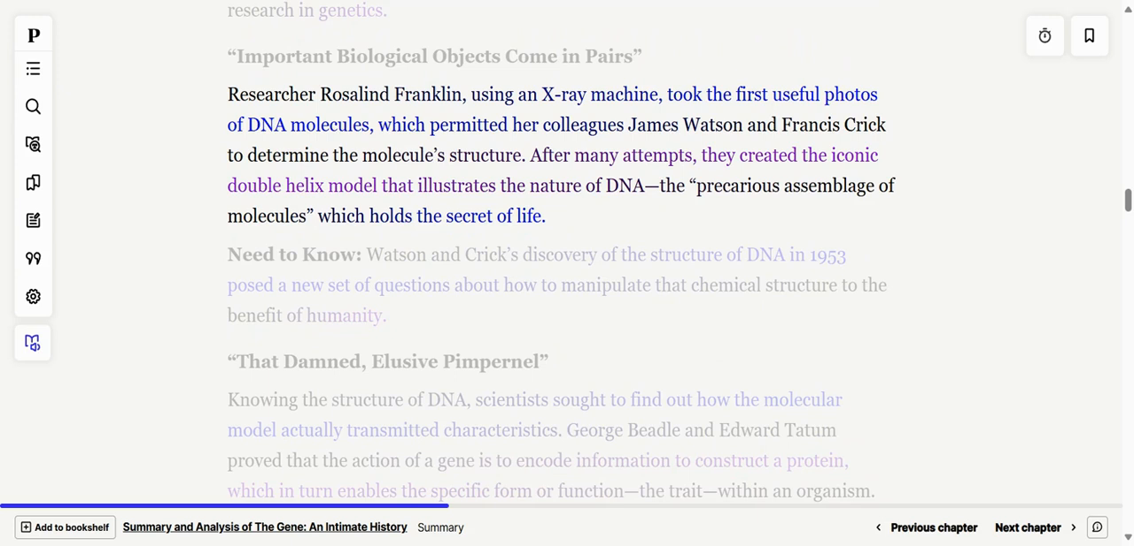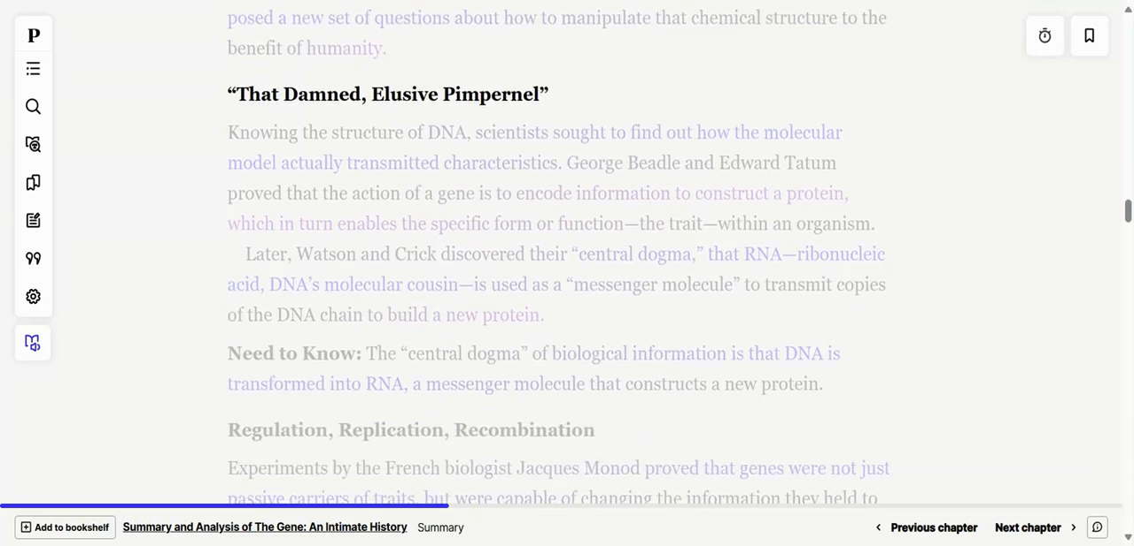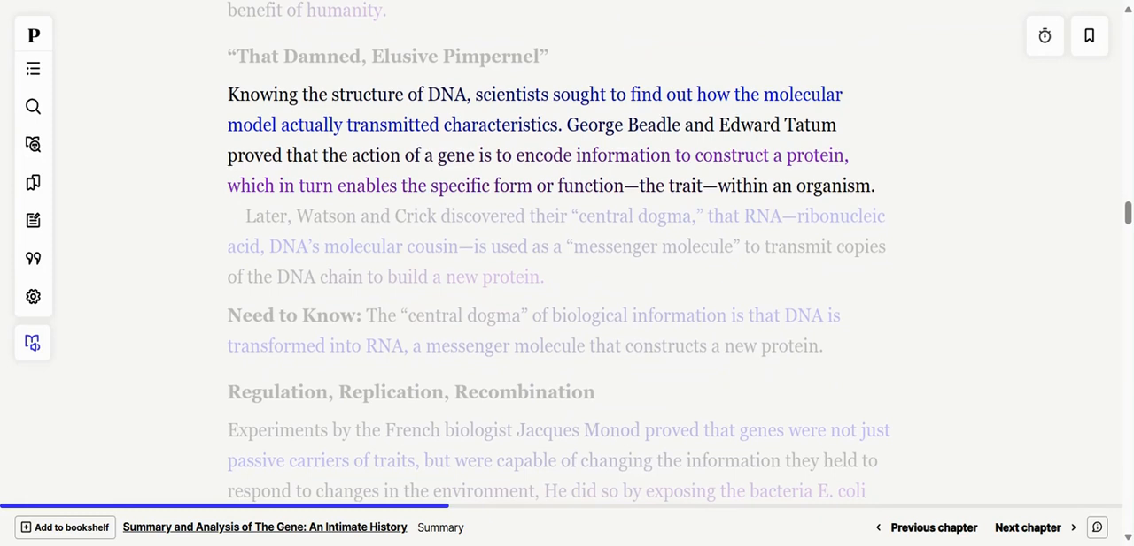That damned, elusive pimpernel. Knowing the structure of DNA, scientists sought to find out how the molecular model actually transmitted characteristics. George Beadle and Edward Tatum proved that the action of a gene is to encode information to construct a protein, which in turn enables the specific form or function, the trait, within an organism. Later, Watson and Crick discovered their central dogma, that RNA, ribonucleic acid, DNA's molecular cousin, is used as a messenger molecule to transmit copies of the DNA chain to build a new protein.